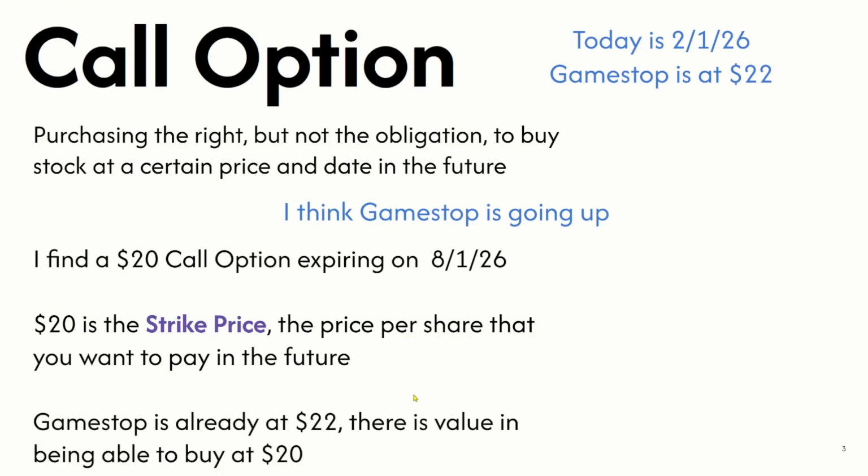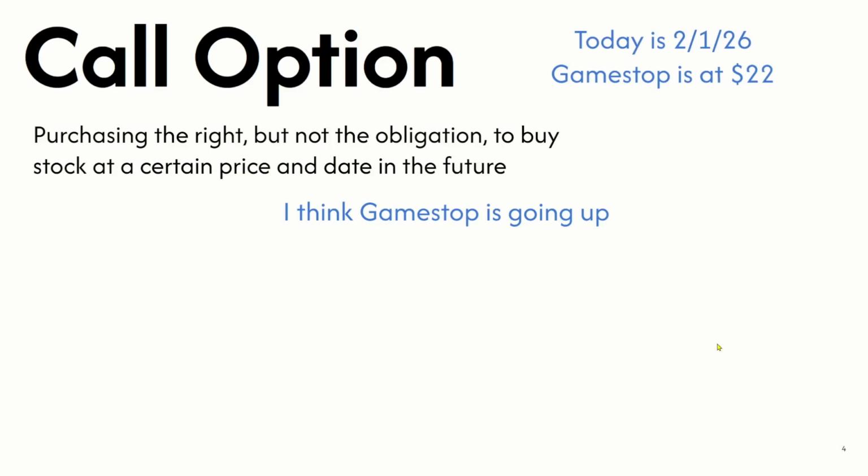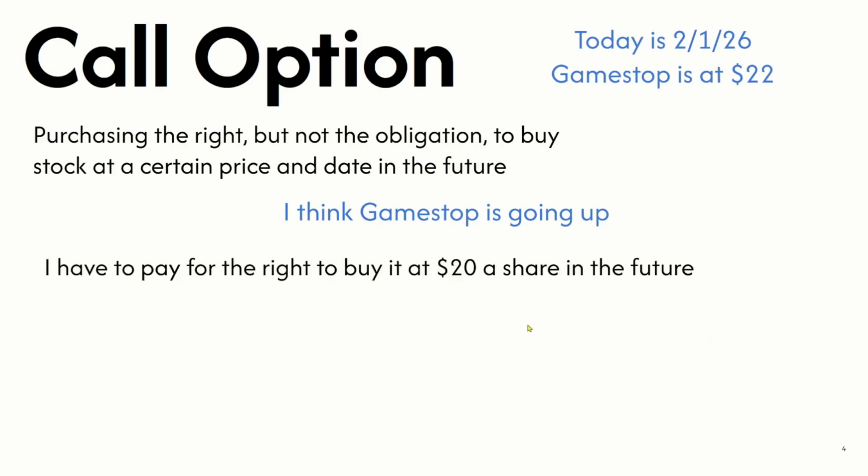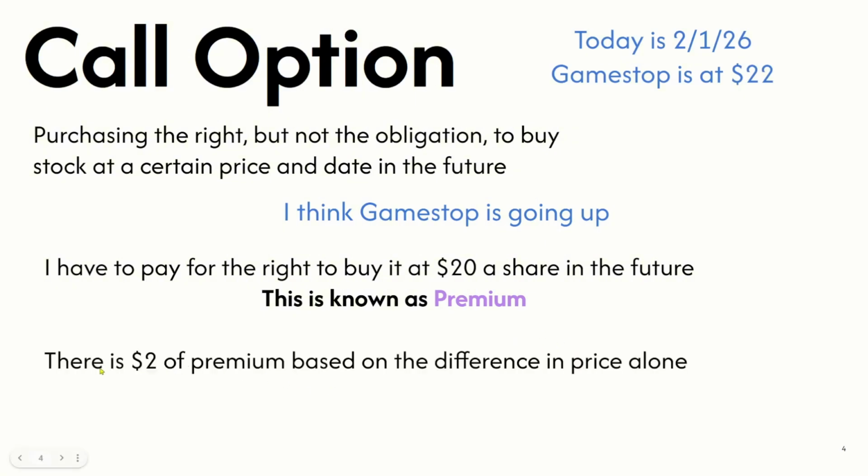Now, GameStop is already at $22. That means there is inherently value in this option. So if I could buy at $20 and immediately sell it at $22, the other party has to be compensated in some way. So look at the same example. I have to pay for the right to buy at $20 a share in the future. And new vocabulary word, this is known as premium. And premium is basically just the price that you're paying for that option. So there's $2 of premium based on the difference in price alone.